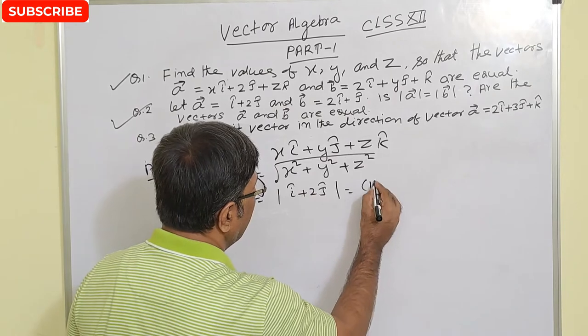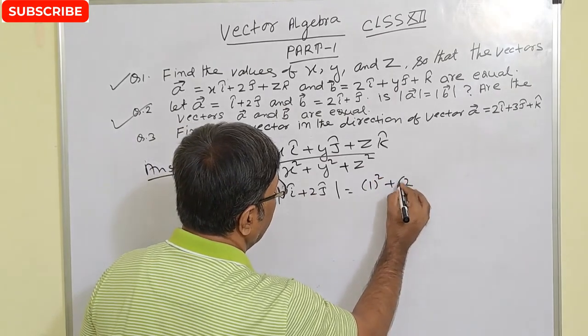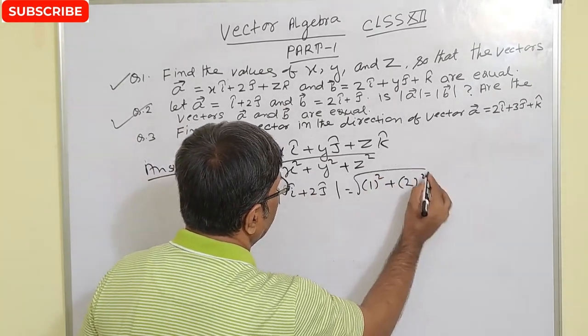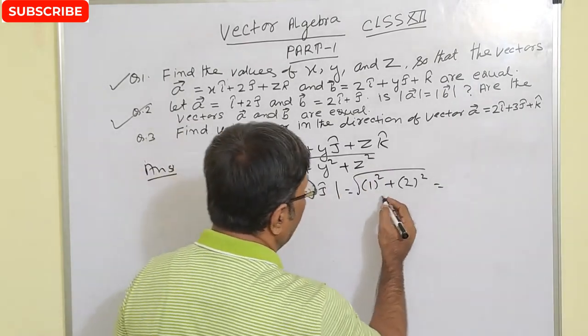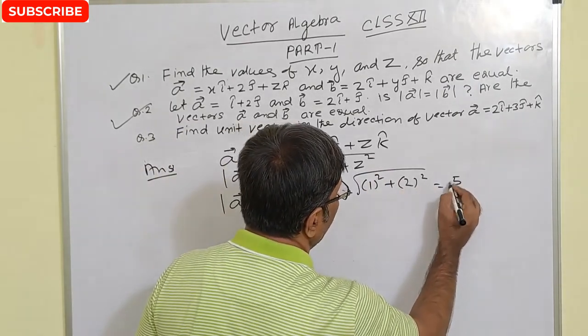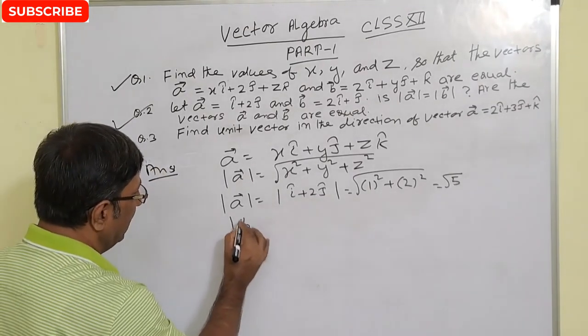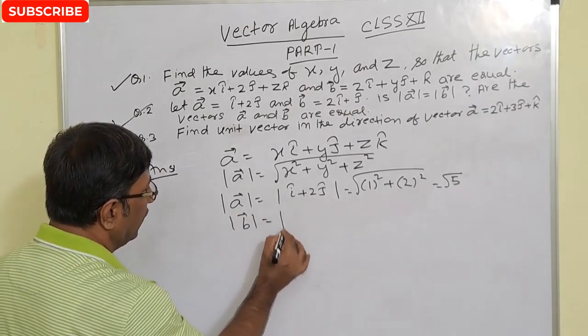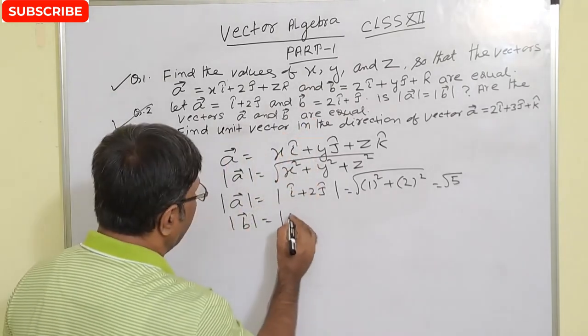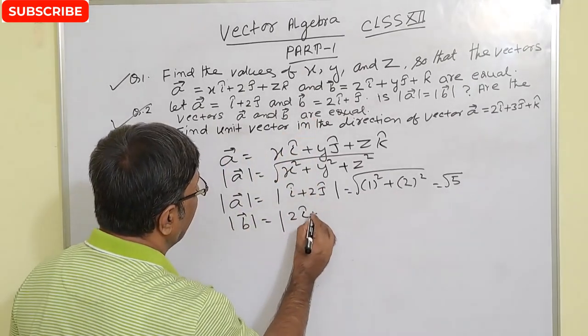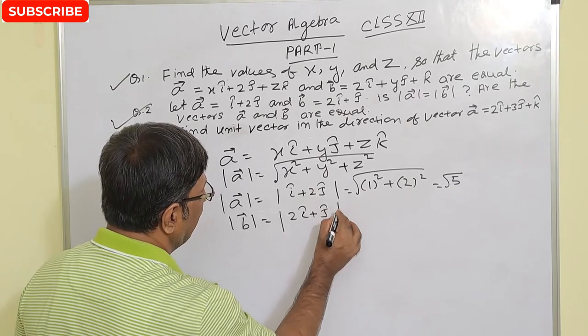So this is root under 1 square plus 2 square. So what we get? 1 square is 1, 2 square is 4. That is root under 4. Similarly, unit vector b. So this is unit vector b equal to what? B vector is given here as 2 unit vector i plus unit vector j.